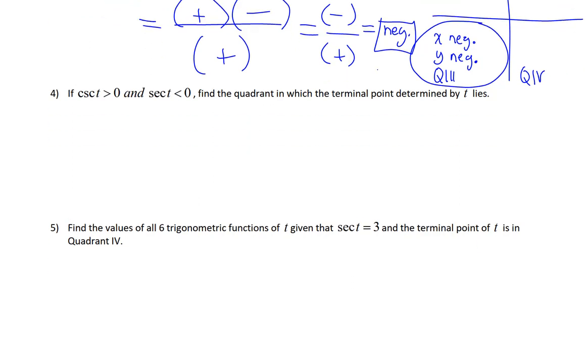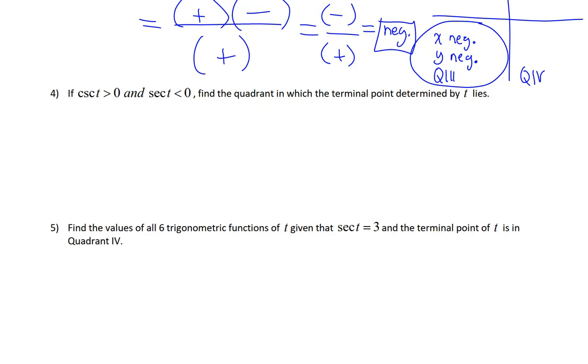Moving on next, we have this. If the cosecant of t, so that's one of our trig functions defined above, is greater than 0, and the secant of t is less than 0, find the quadrant. Now we're looking for the quadrant in which the terminal point determined by t lies.